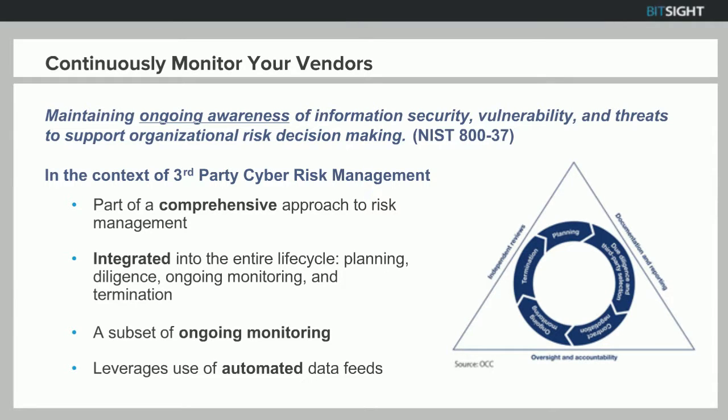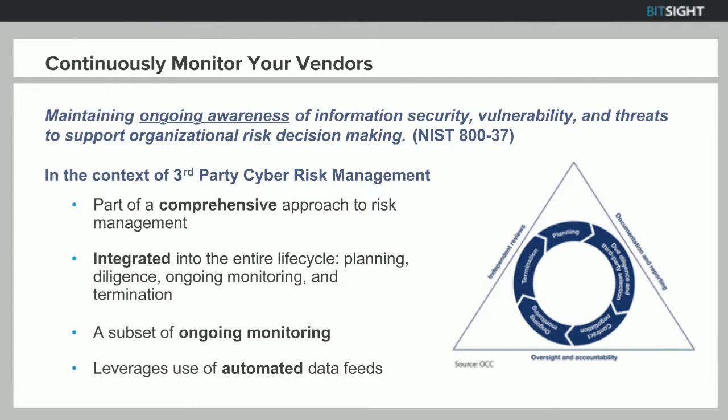So if you look at the NIST framework for cybersecurity, NIST 800-37, it states that organizations have to have an ongoing awareness of information security vulnerability and threats. And the NIST language is pretty broad, and it talks about organizational risk decision making. And given that third-party risk is a critical part of the overall risk that your organization faces, it's important that you implement the continuous monitoring that the NIST framework recommends.